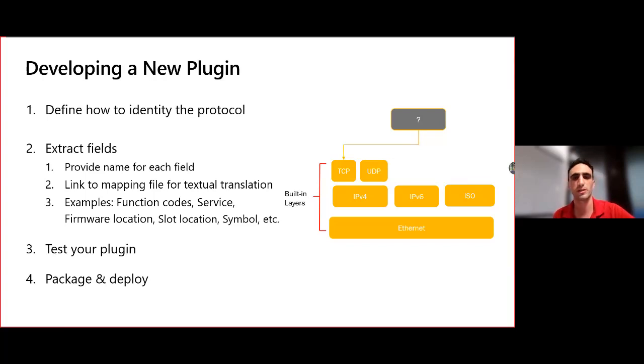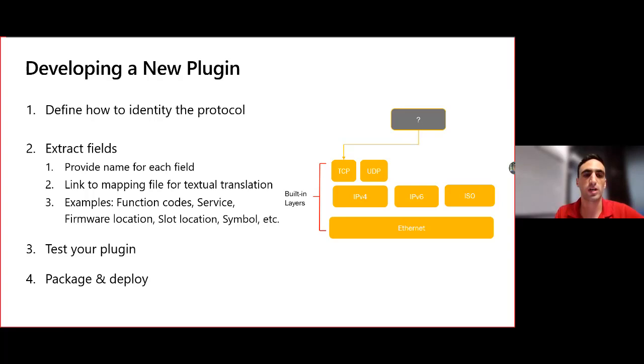Now, the process for developing a new plugin is first to start with identifying the protocol that you want to develop. This might seem obvious, but it isn't that obvious, because identifying the protocol includes both understanding the specification of the protocol, understanding how it works, and finding pickups for this protocol. Some of these protocols might have been developed 15 or 20 years ago. So that would be the first part, to define and identify the protocol.